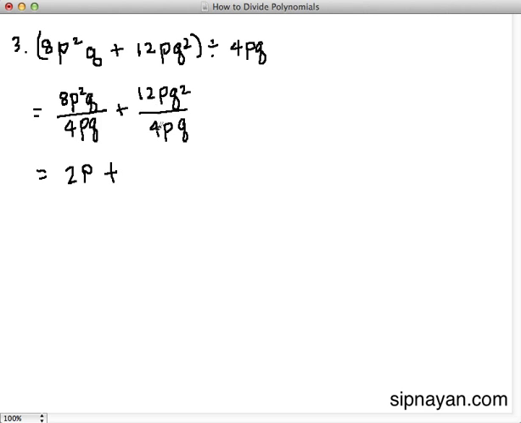Plus 12 divided by 4 is 3. Then P divided by P is 1. Magiging times 1. So, 3 times 1 is 3, hindi na natin kailangang isulat. And then Q squared divided by Q is Q. So, ito na yung pinakasagot natin.